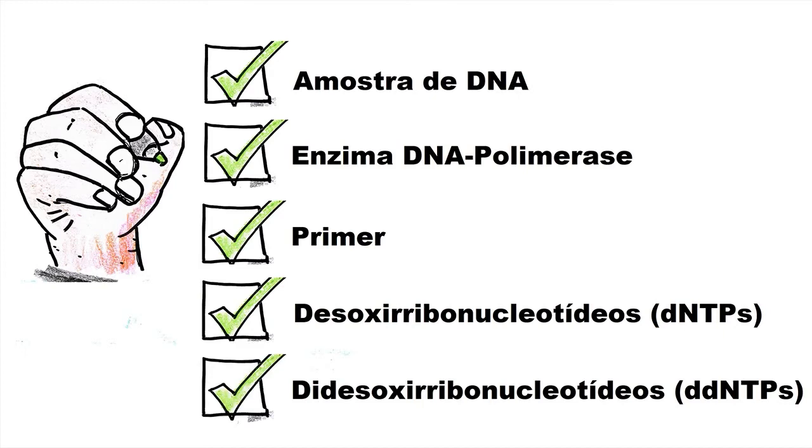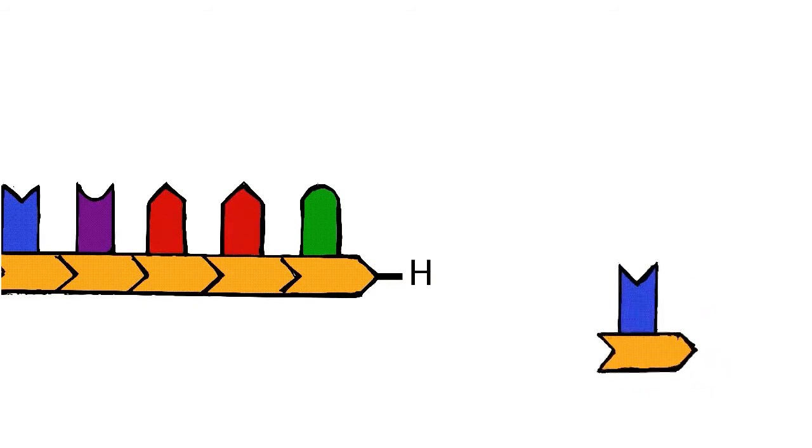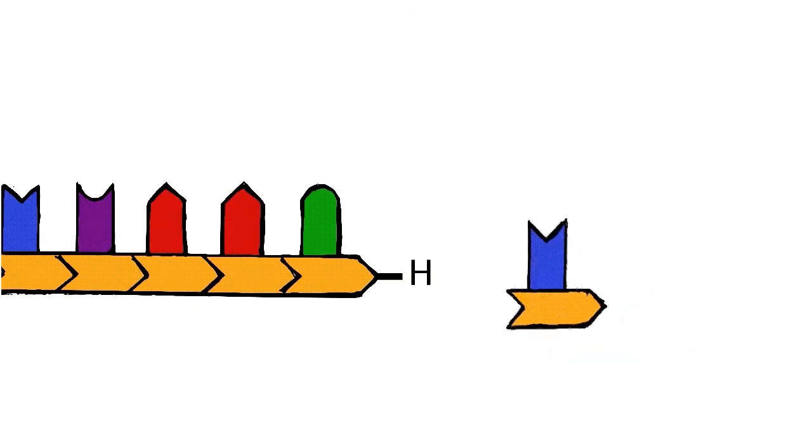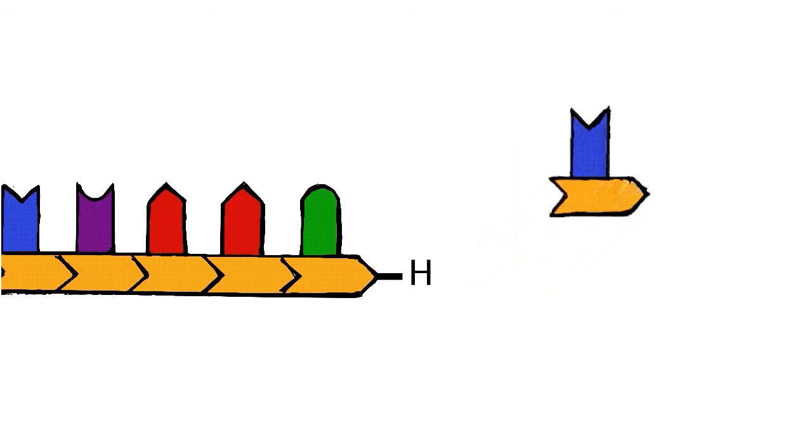The principle of the technique lies in the structural difference between DNTP and DDNTP. While DNTP has a hydroxyl attached to the 3' carbon of the deoxyribose, this hydroxyl is absent in the DDNTP molecule. The presence of this hydroxyl is required for the chemical bonding between the units that make up the DNA chain. Because DDNTP does not have the hydroxyl in this position, it prevents a new DNTP molecule from binding, stopping the replication.